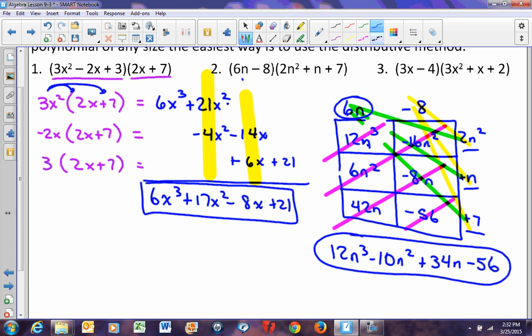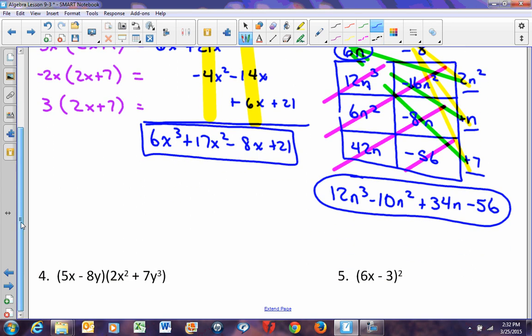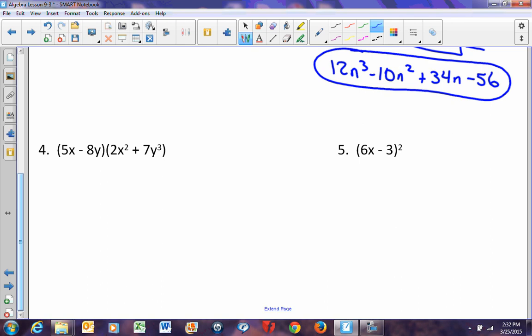Okay. Do the third problem on your own. Hopefully you'll get an answer that will be correct. And I'll check your notes in class and make sure you actually did that problem. Let's look at problem 4 down here.